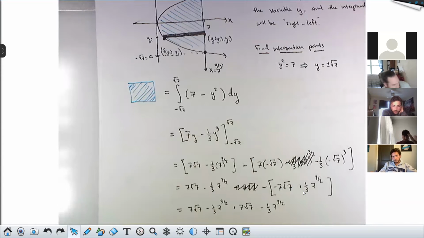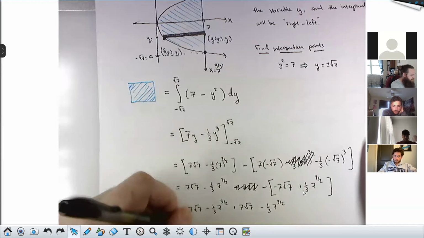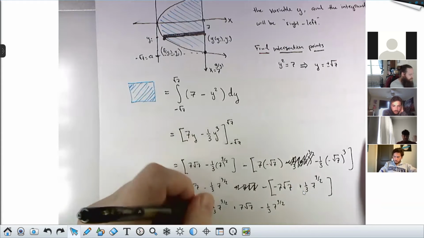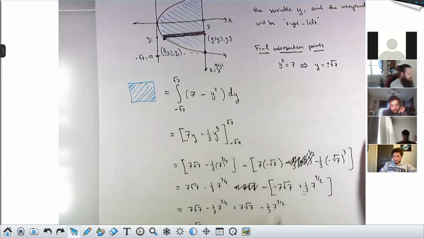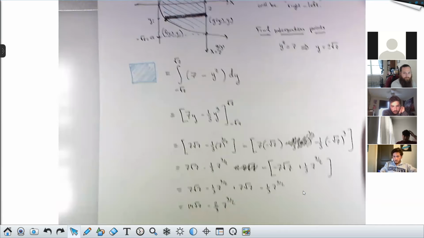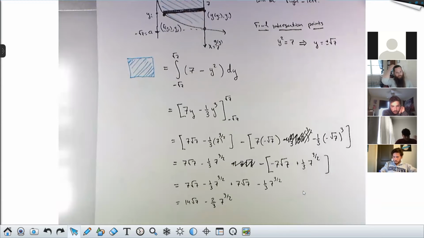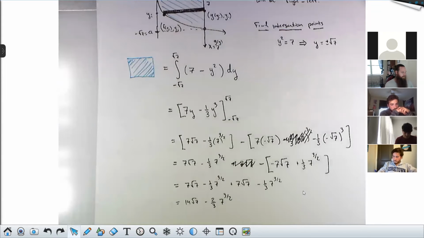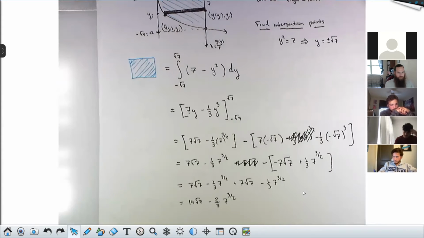Oh, it's okay. All right, and then you can combine these. You recognize 7 root 7 plus 7 root 7 as 14 root 7, and minus 1/3 7 to the 3/2 minus 1/3 7 to the 3/2 as minus 2/3 7 to the 3/2. The fact that those pieces match up so nicely hints at the symmetry argument we could have used here. But I don't want to do too much of it.